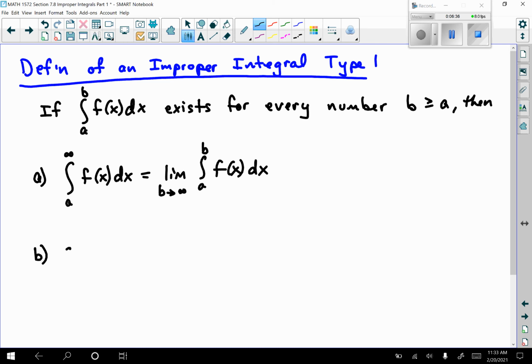Vice versa, if I'm going to the left forever, I'll still keep b at the top here. So if I have this integral, I'm going to replace a, which should be the lower part. So a is going to keep going to the left forever. Now this will be rewritten as the limit as a keeps approaching -infinity, or keeps decreasing without bound, of the integral from a to b of f of x dx.